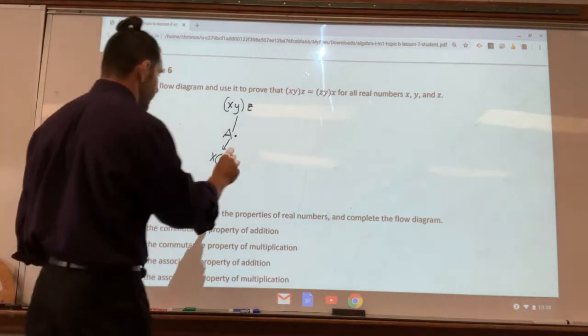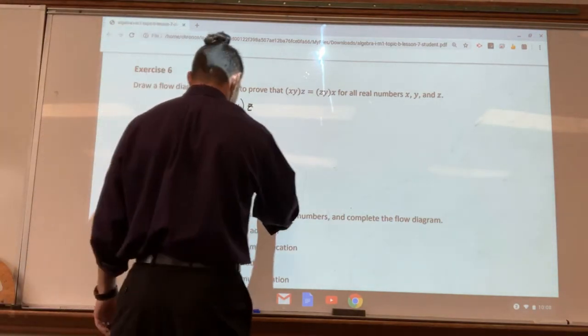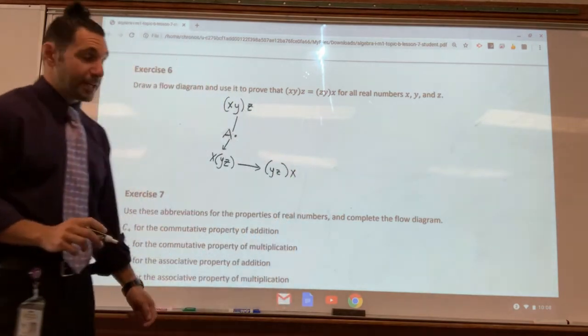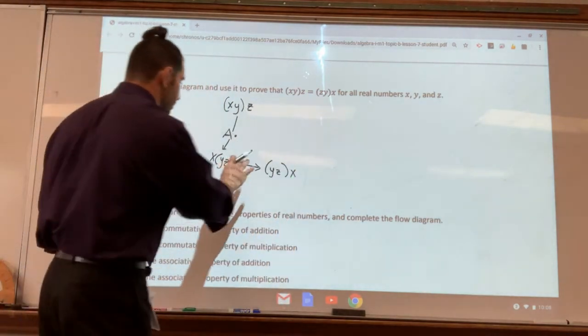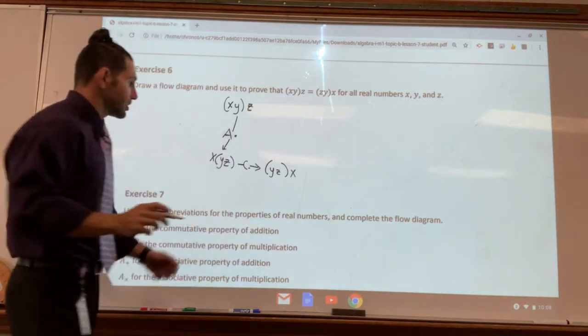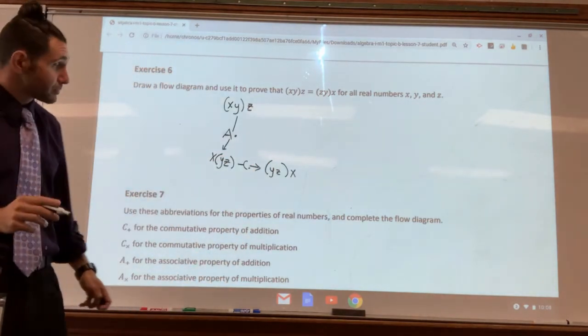Okay, well now what do I need to do? Well, now I need to flip the yz and the x, because we want the x at the end. So what property did I use here? Well, that's the commutative property of multiplication. Why? Because we're still multiplying.